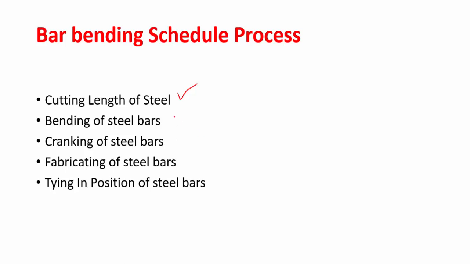The second point is bending of steel bars, then cranking of steel bar, then fabricating of steel bar, and then tying the steel bar in position. These are the five most important things you need to know, and these are the points we will revisit throughout the course: cutting, bending, cranking, fabricating, and tying in position. In the next slide we will discuss these one by one so that you understand the basic concept.